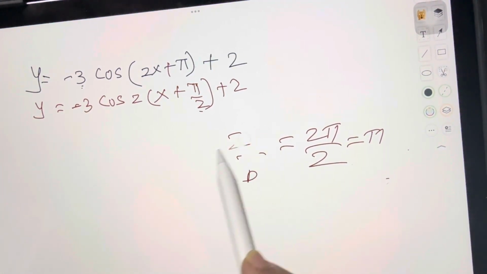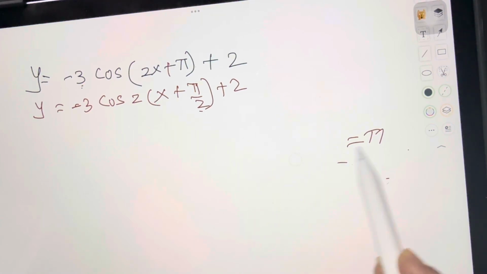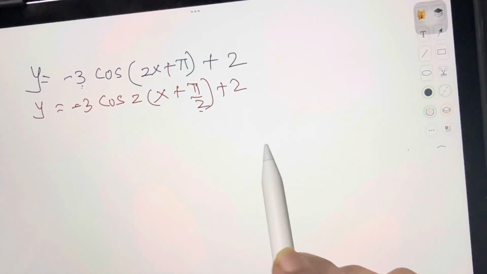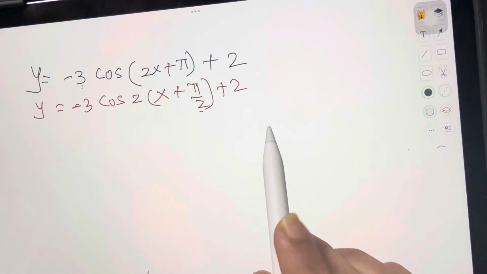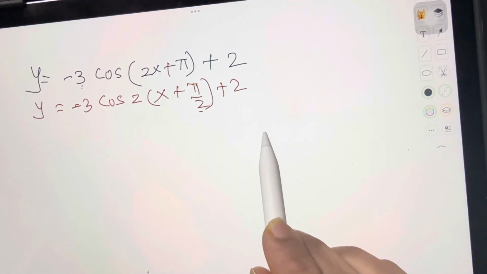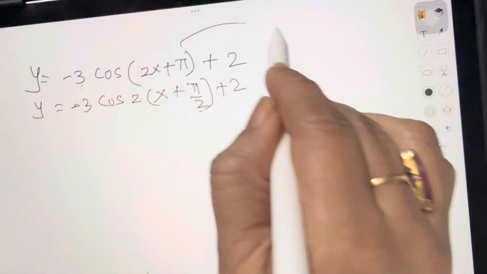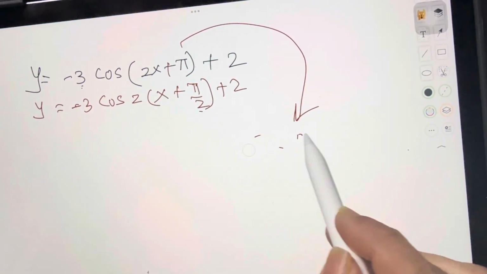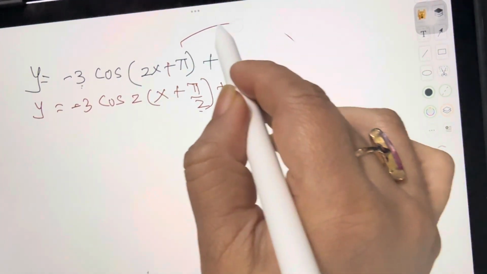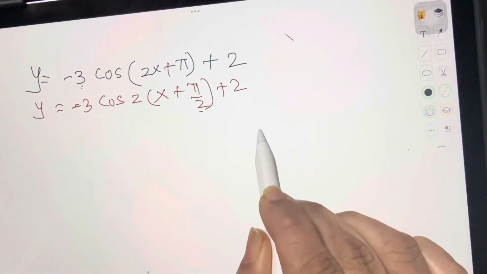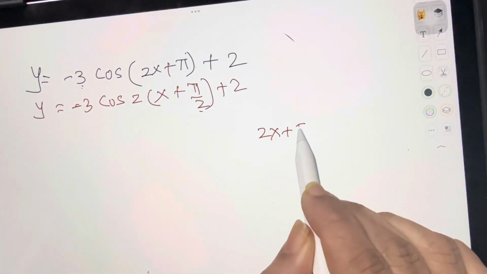You can go by your teacher's formula, but your teacher's formula will not give you the first point, the last point and all the other points. So go by my method. It will be easier for you. How to find the first point and the last point? I am writing 2x plus pi. You can take this one also. I am taking whatever is given as the argument.